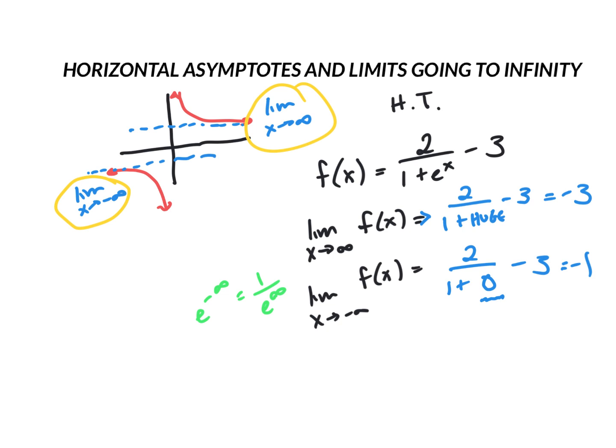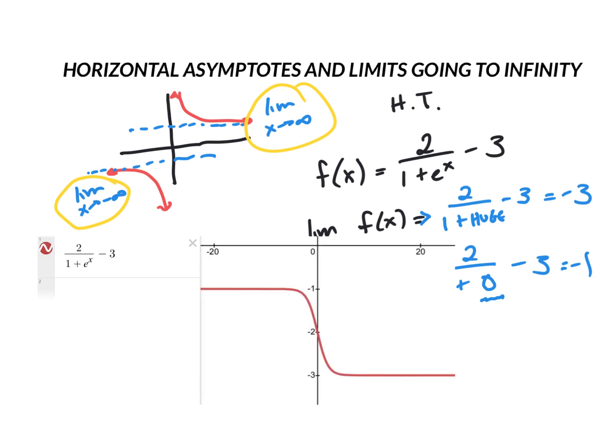So this thing has 2 different limits depending on your direction. It's negative 3 if you're going in the positive direction and negative 1 if you're going in the negative direction. So both are considered horizontal asymptotes. Let me quickly show you a picture before we're done. And here it is. You can see going to negative infinity, it's negative 1, and going to positive infinity, it is negative 3.